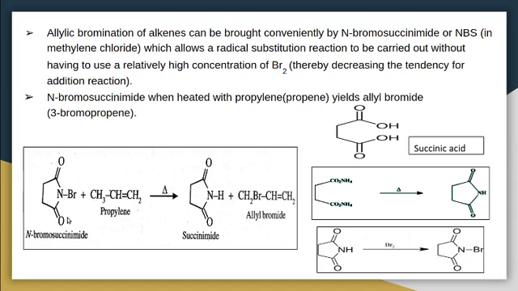When we treat N-bromosuccinimide with propylene, simply on heating we get succinimide and allyl bromide. Thus the allylic hydrogen is replaced by a bromine atom from N-bromosuccinimide and we get allyl bromide. N-bromosuccinimide when heated with propylene yields allyl bromide, which is 3-bromopropene. So when you are asked to convert propylene to allyl bromide, you have to use the specific reagent N-bromosuccinimide. So this is about the allylic bromination of alkenes. The specific reagent is N-bromosuccinimide. Thank you.